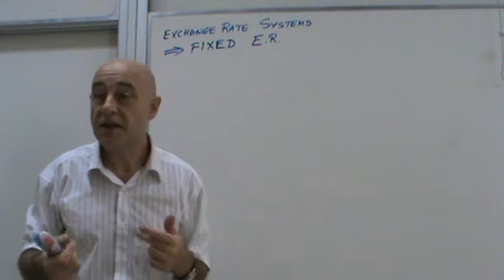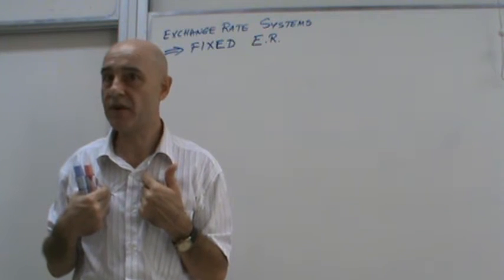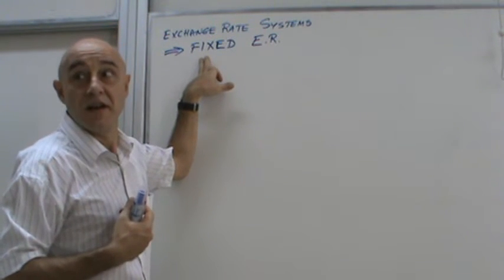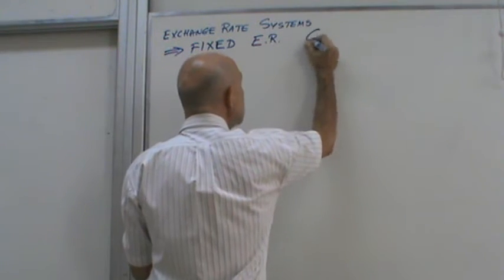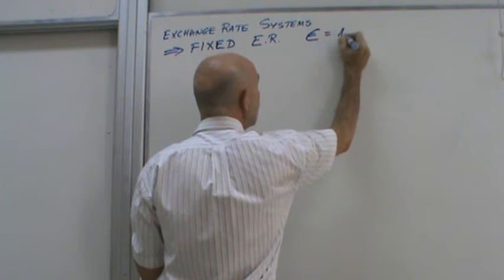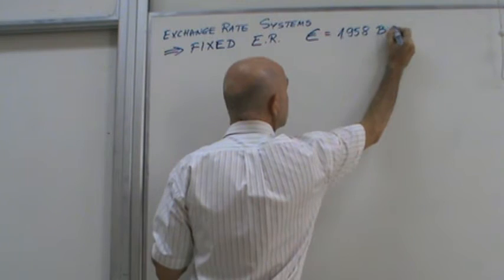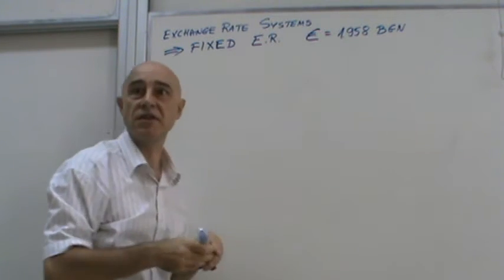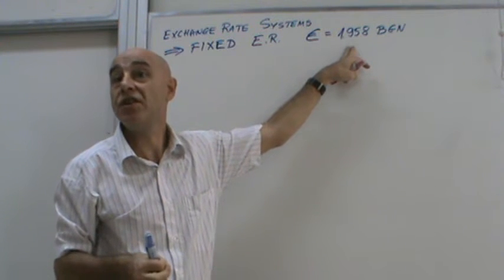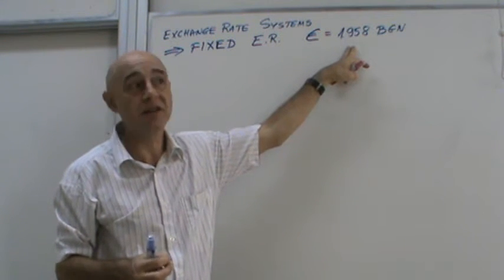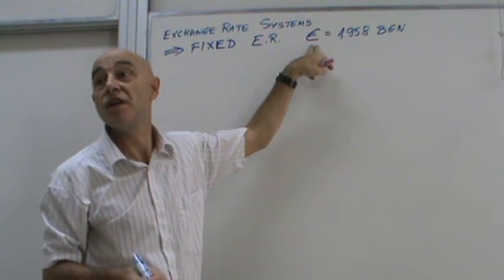Alright, well let's do this. My own home country currency, the Bulgarian lev, is fixed against the euro. So 1 euro equals 1.958 BGN, that's the Bulgarian currency, and it's fixed. It's been like that for about 20 years, since 1997. This is the exchange rate, and it's fixed against the euro.